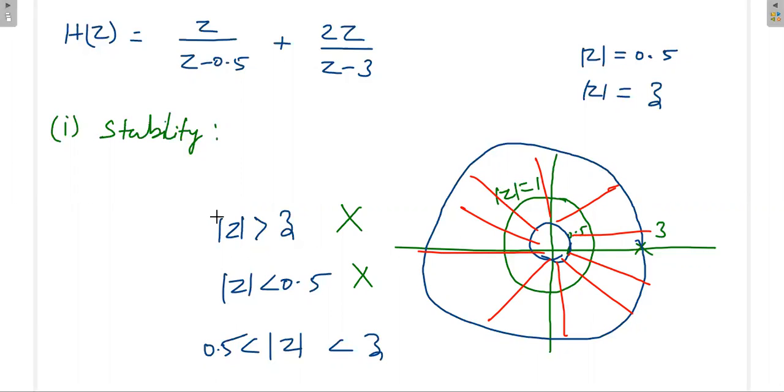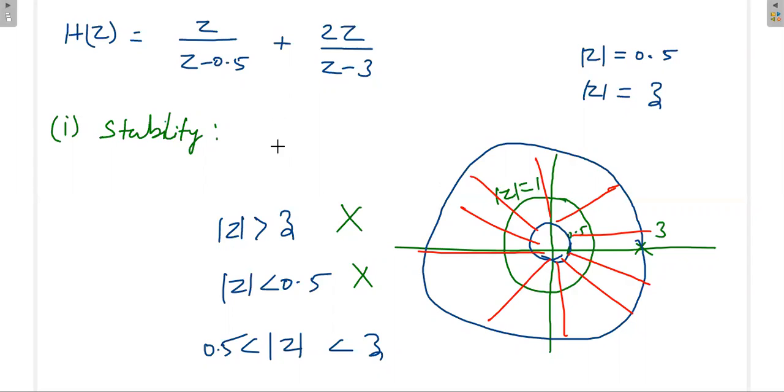Again, the system may be causal or may not be causal. We do not know that nature now. And again, we know that whenever the ROC is between the circles, definitely non-causality will be there, because one will go outside, another will go inside. So one signal will be going right side, another signal will be going towards left side.